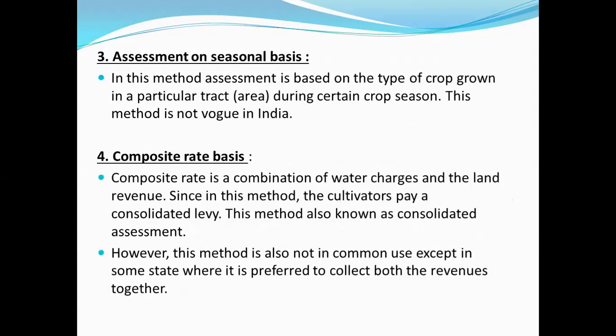Third method is assessment on seasonal basis. In this method, assessment is based on the type of crop grown in a particular tract or area during certain crop seasons. So this method does not work in India, right? Fourth one is composite rate basis. Composite rate is a combination of water charges and the land revenue. Since in this method, cultivators pay a consolidated levy, this method is also known as consolidated assessment. However, this method is also not in common use except in some states where it is preferred to collect both the revenues together.